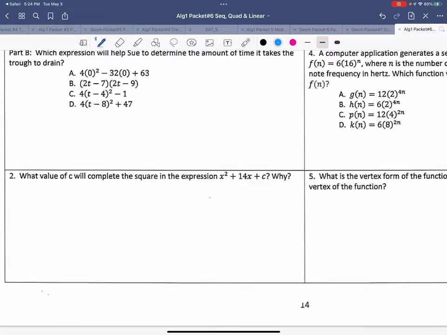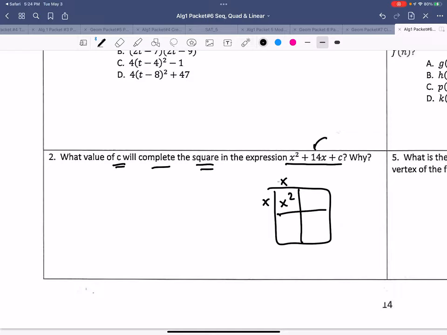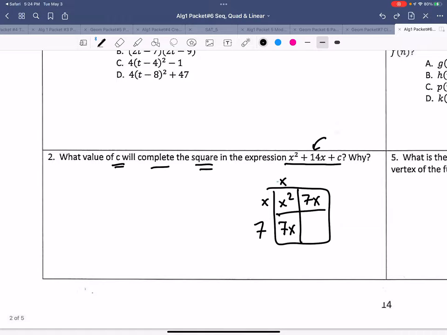Okay, so let's see. I'm just going to jump to one question that looks pretty easy. What is the value of c that would complete the square? Okay, so if this was completing a square, that means this would be x by x. That would make a square. 14 would have to be 7x and 7x. Does that make sense? Right, 7x. And so this would have to be 7 times 7, or 49. So the answer they want is 49.